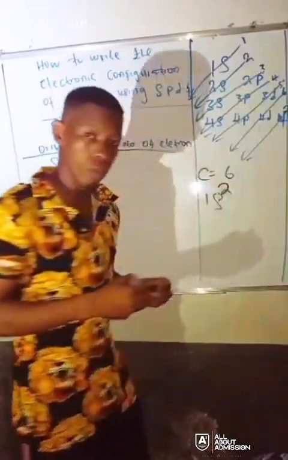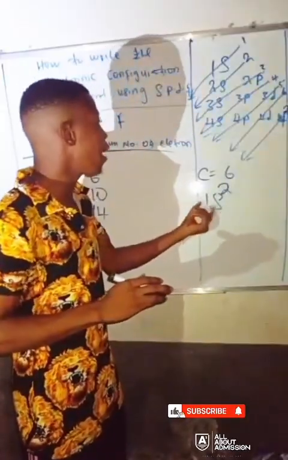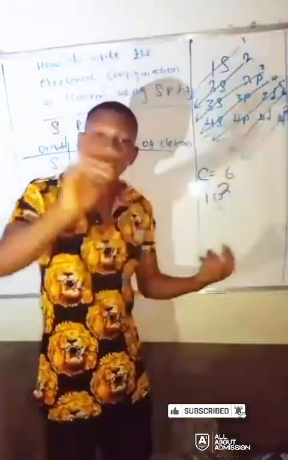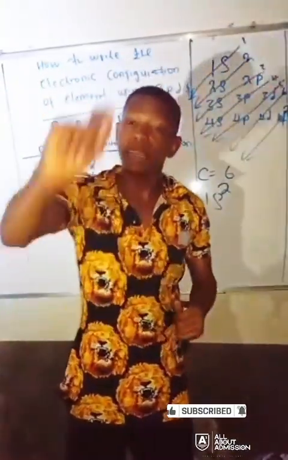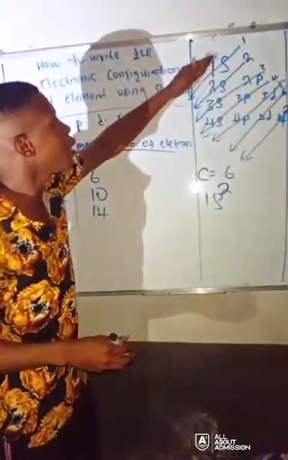What here? 2. You know why I did that? Because that is the maximum s orbital can contain. Regardless of whatever the number is, that is not your business. Our major business is that whenever I see the s orbital, the maximum it can contain is 2. So I will write 2 here, right? Now I'm through with the first arrow.